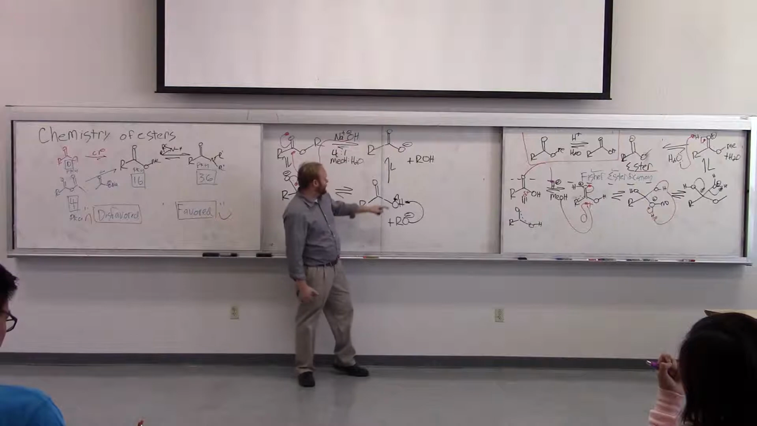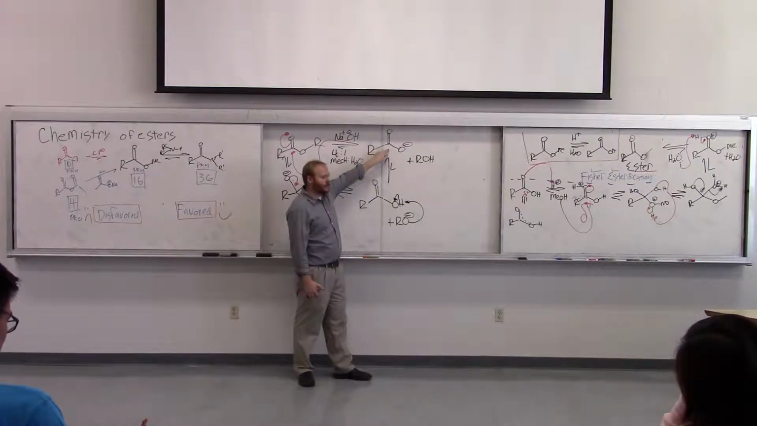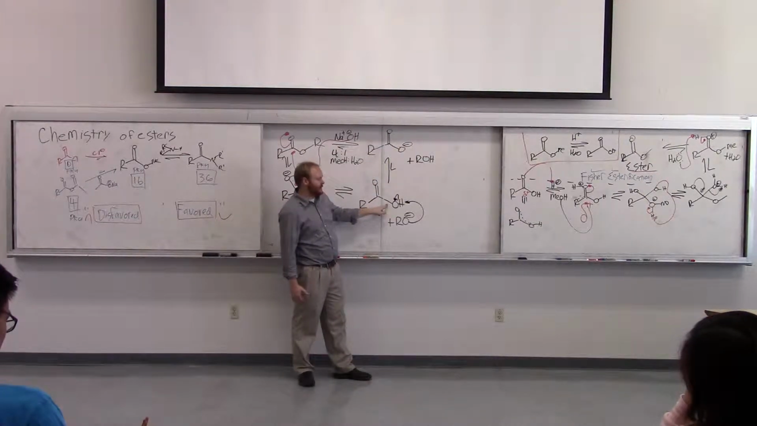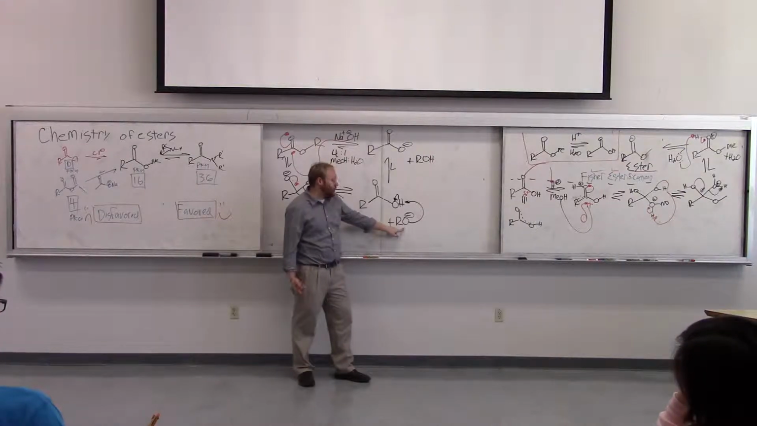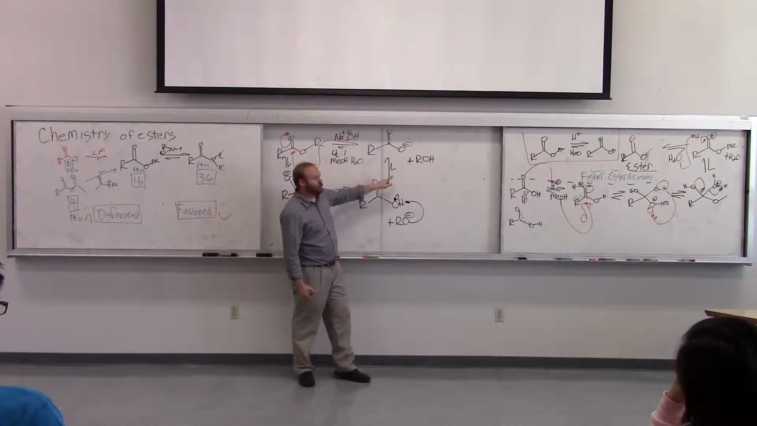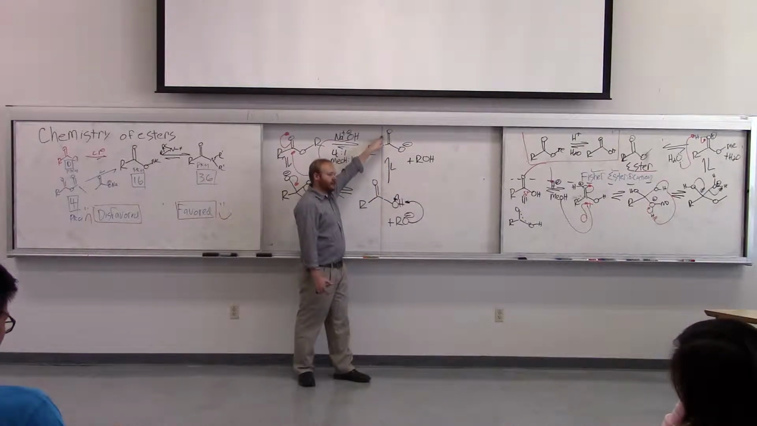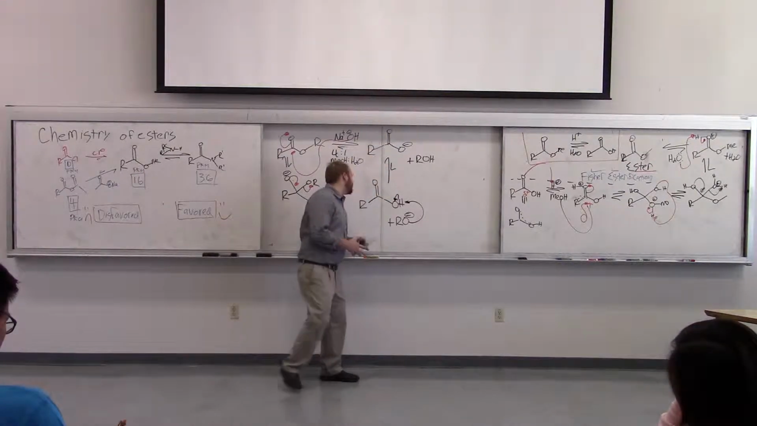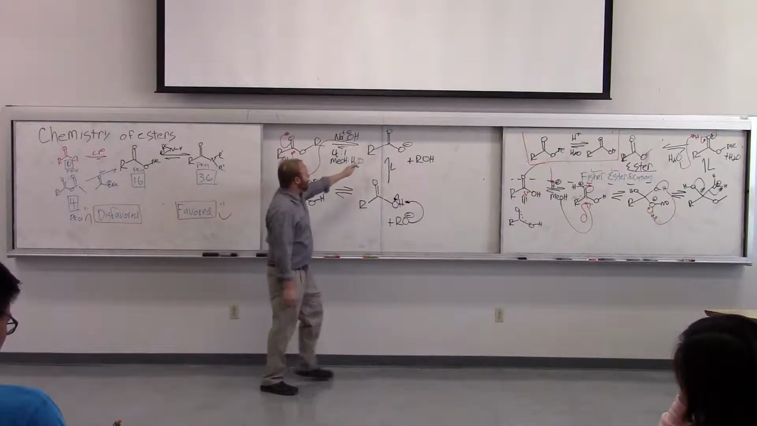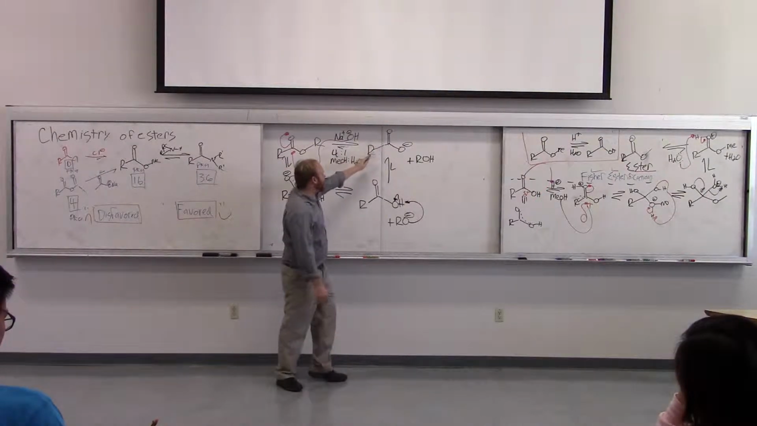And furthermore, this equilibrium is going to be really favored because the pKa of this carboxylic acid is 4. The pKa of this RO minus is 16. So by 12 orders of magnitude, this step's going to be favored to give us the RO minus. And so this explains why we get primarily this product, why the equilibrium favors this.